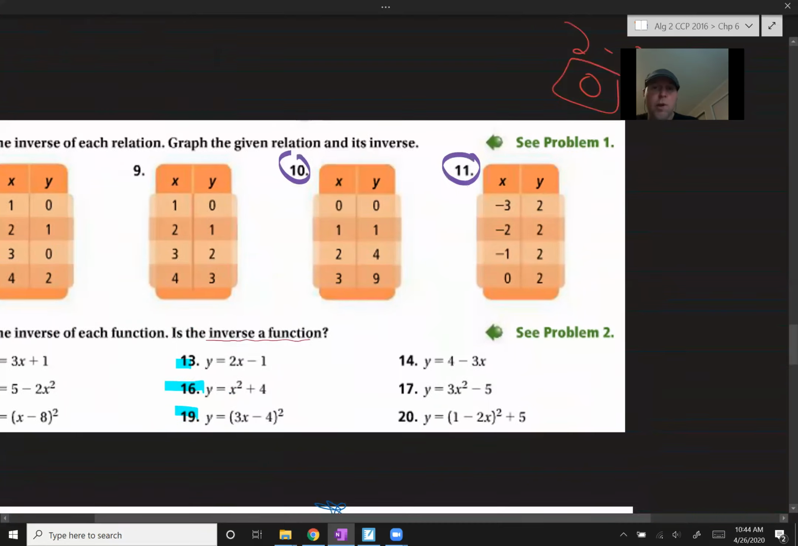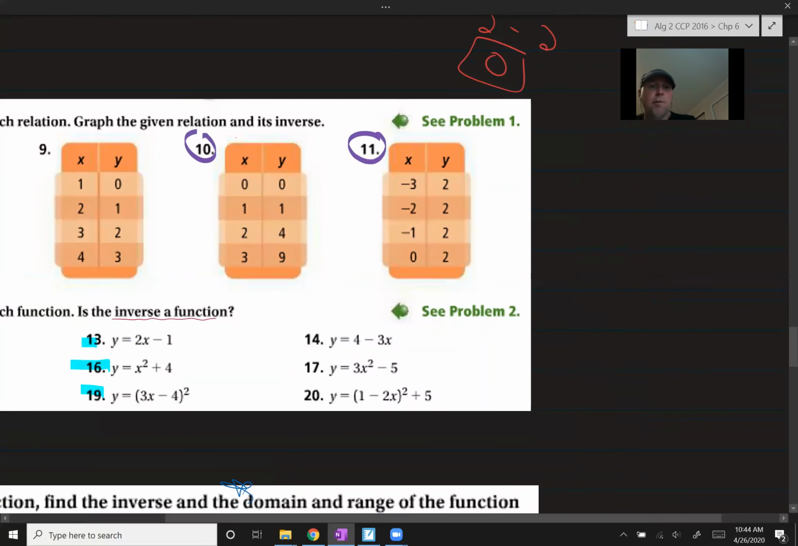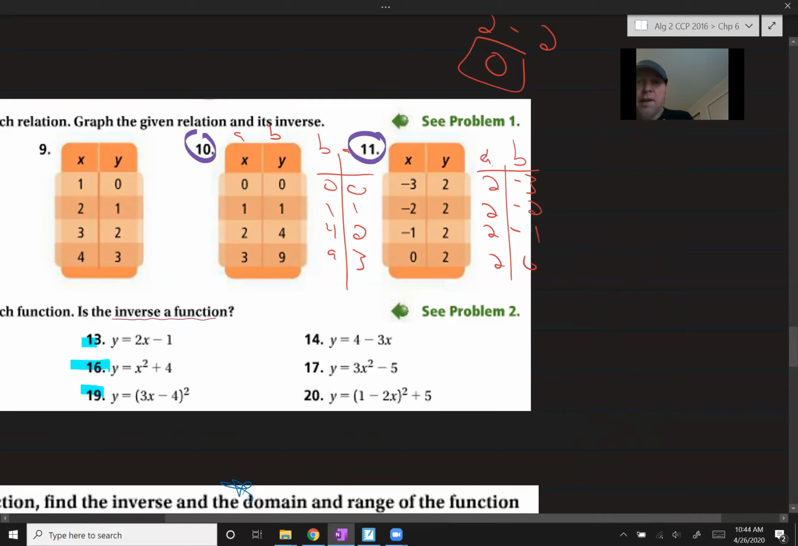So 2 quick review questions to deal with just these tables. Remember, this is AB, this is BA. So 0, 0, 1, 1, 4, 2, 9, 3. Look at that. Okay, you just found the inverse of a table. Is it a function? All right, number 11: 2, negative 3, 2, negative 2, 2, negative 1, 2, 0. Same question. So we know this is now x and this is y, at AB and then BA. Real quick there, we just had to flip-flop them. Is number 11 a function?